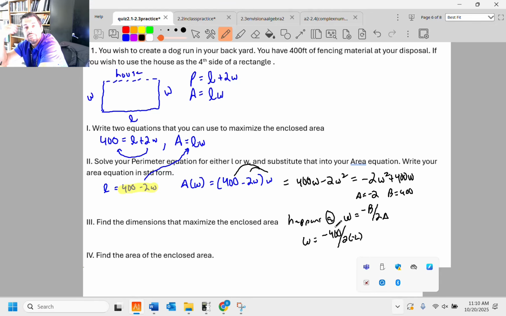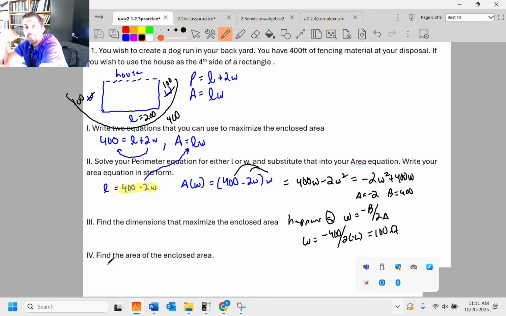A negative over negative is positive. 400 over 4 is 100. I feel that every junior should be able to figure that out. So the width is 100 foot. Now, if the width is 100 foot, and remember, I had 400 feet at my disposal, right? Then the length has to be 200.